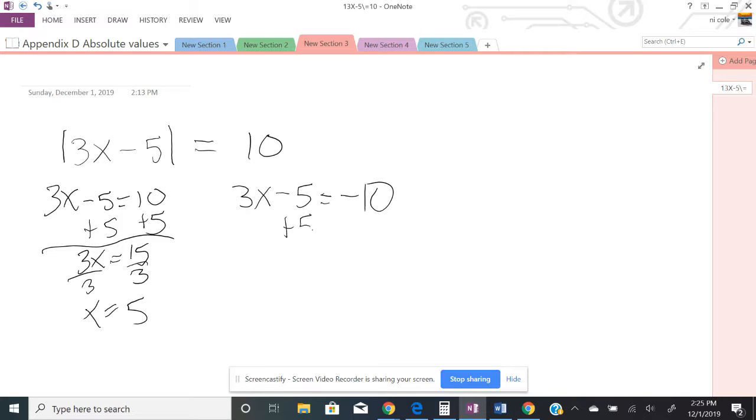For the other one, add 5, add 5. So 3x is equal to -5, divide by 3, so x is equal to -5/3. So that's why you always want to write both the plus and the minus. You don't want to just give a plus or minus, because you're going to have to do some solving here. But you always isolate the absolute value when working through these problems.